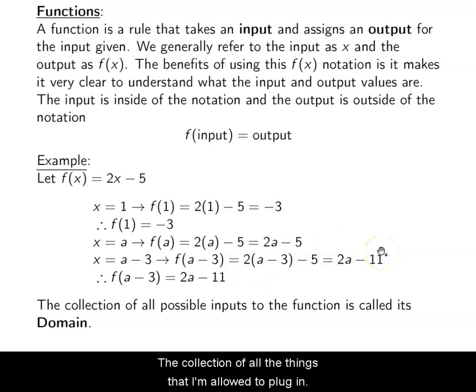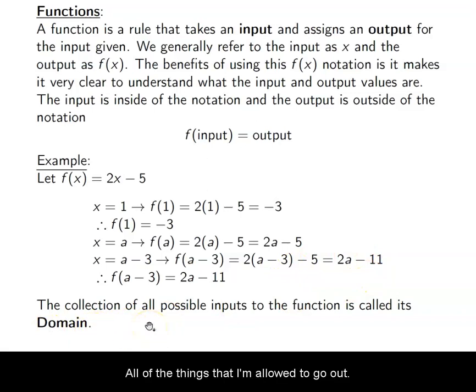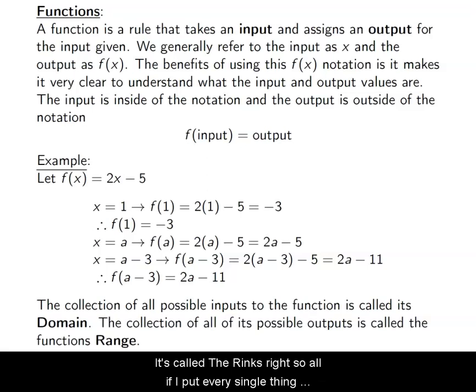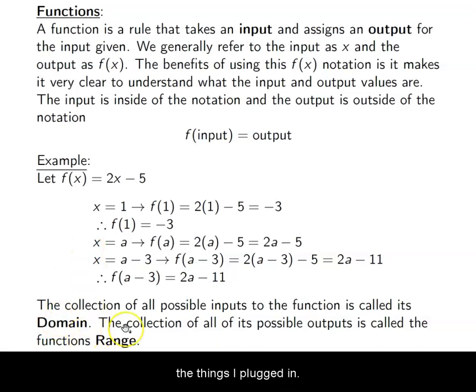The collection of all the things that I'm allowed to plug in to my function, all of the possible inputs, is called the domain. All of the things that I'm allowed to get out is called the range, right? So if I plugged every single thing into my function, all the things that I get out is the range. All the things I plugged in would be the domain.